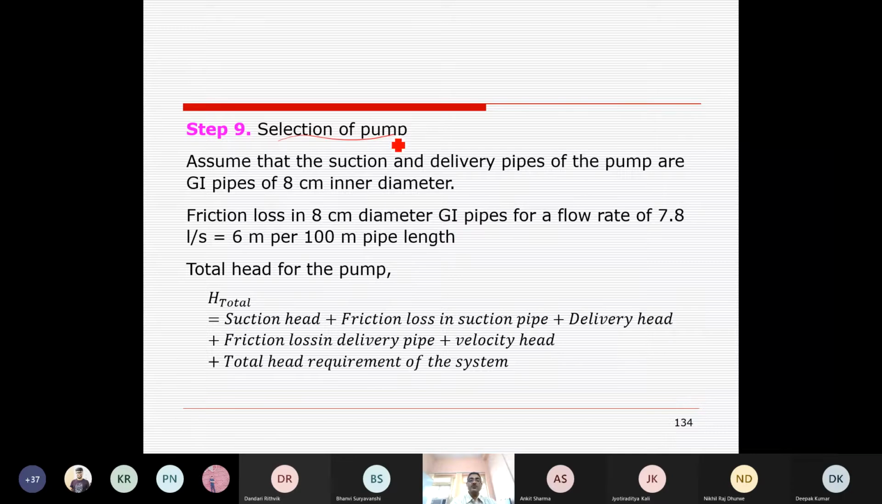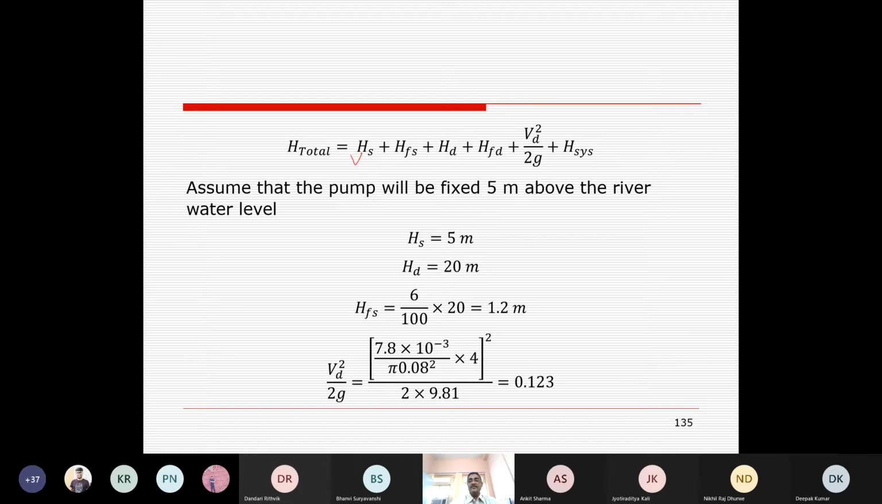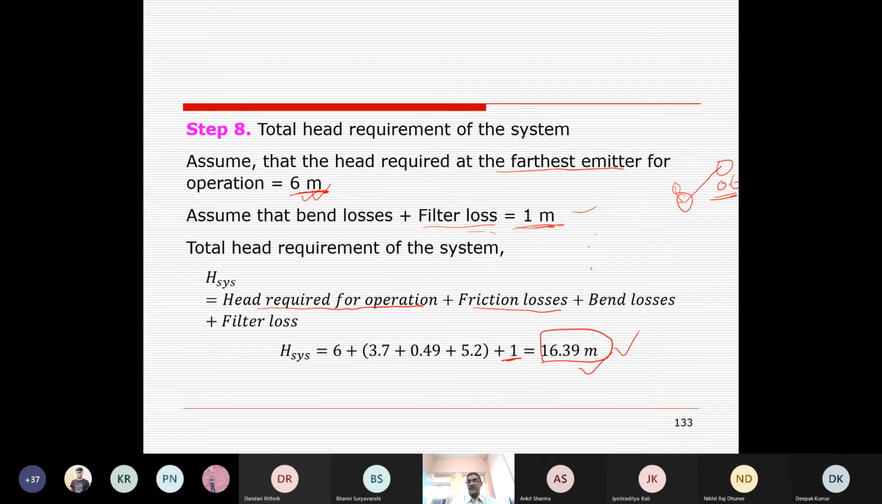Next condition is to select the pump. We are taking an 8 centimeter diameter GI pipe as the suction pipe as well as the delivery pipe, supplying 7.8 liters per second, with a head loss of 6 meters per 100 meter pipe length. So we can find out for different conditions: suction head, head loss on the suction side, head loss on the delivery side, velocity head, and system head, which we have already calculated here as 16.39 meter.